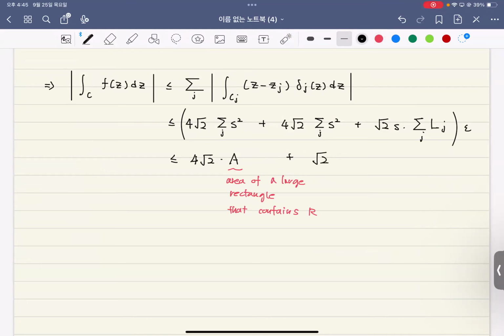square root of 2 times s times the summation of this L. So what is this? This is nothing but the length of this entire curve, right? So I'm going to just say L. And everything multiplied by epsilon. So what is the conclusion? The magnitude of this number is bounded by some finite number times epsilon. Therefore, the only possible answer is that this number should be 0.